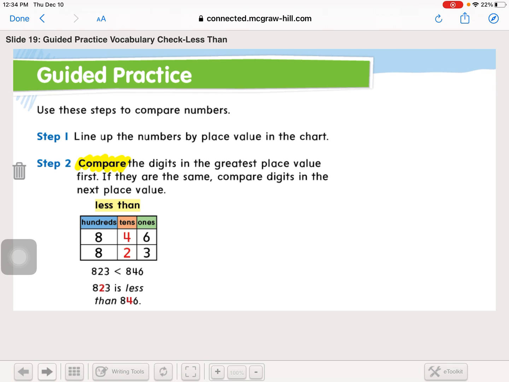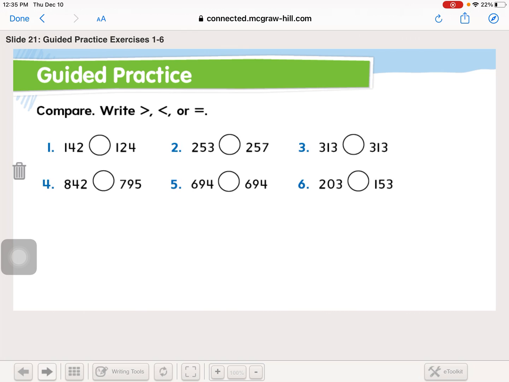Okay, again, this is the same steps. Line them up, compare them. In this case, we have less in the bottom one, so 823 is less than 846. The alligator mouth is still chomping the bigger number. They're just switched around. And in this case, we haven't come across one of these yet, but when we compare the digits in the hundreds, they're the same. When we compare the digits in the tens, they're the same, and in the ones, they're the same. So there's not one that's bigger than the other. So we're actually going to use the equal sign between it, which would read 978 is equal to 978.